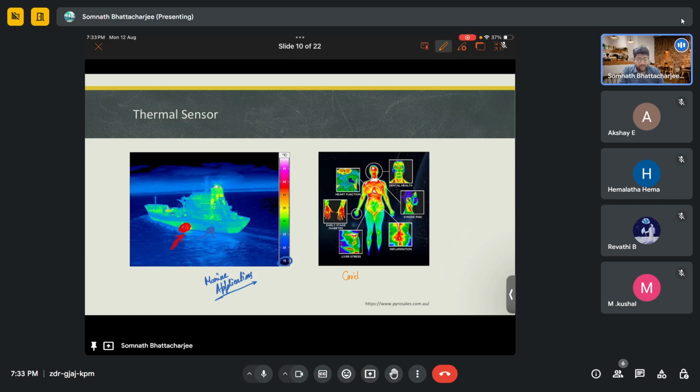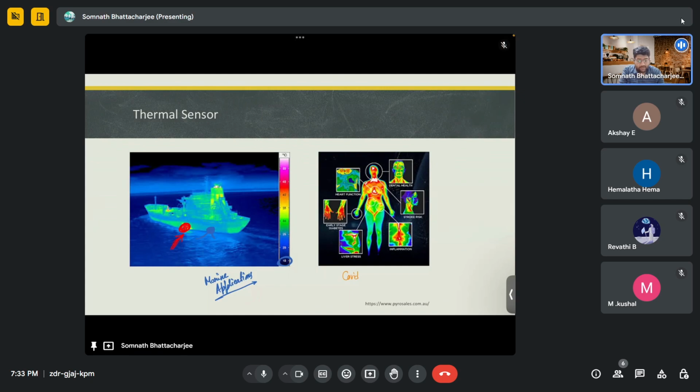If his or her hands are hot, we can get to know something about that. If the body is heating, in a situation where we can see that the whole body is above the normal average temperature, we can identify it.